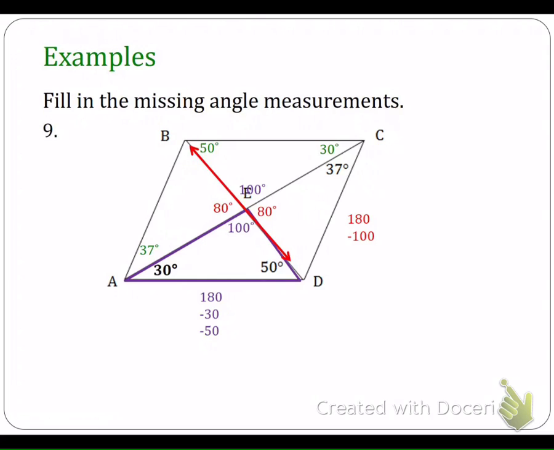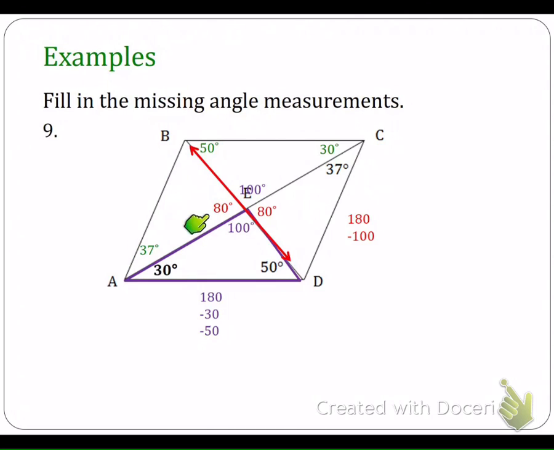Now, we only have two angles that are missing, and they actually happen to be congruent to one another because it's another set of alternate interior angles. Any ideas how we're going to find either one of these? 80 and 37 minus 180. Yep.